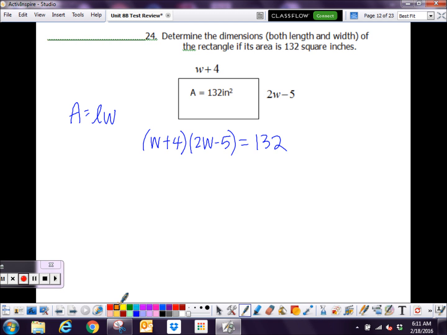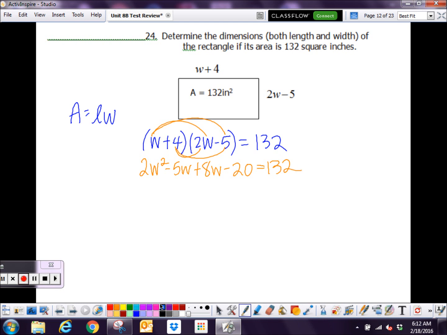This is a really fun problem because remember, you have to get everything worked out on that one side before you move the 132 over. Well, how do we multiply a binomial times a binomial? We have to FOIL it. So I'm going to do w times 2w. That's 2w squared. W times negative 5 is minus 5w. The inside, 4 times 2w is 8w. And 4 times negative 5 is negative 20.